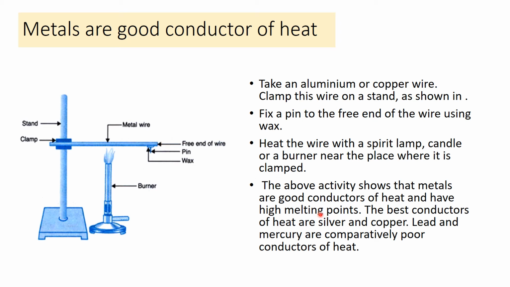point. The best conductors you can write that silver and copper are the best conductor, though we don't use the silver for cooking because silver is too expensive. Lead and mercury are comparatively poor conductors of heat. So in all the properties you can see that properties which metals have, they vary from metal to metal.